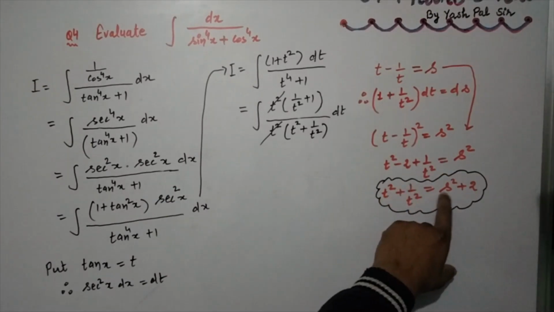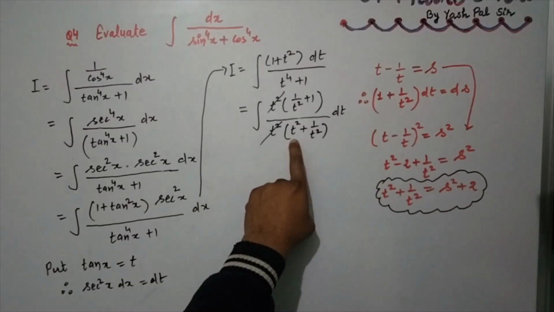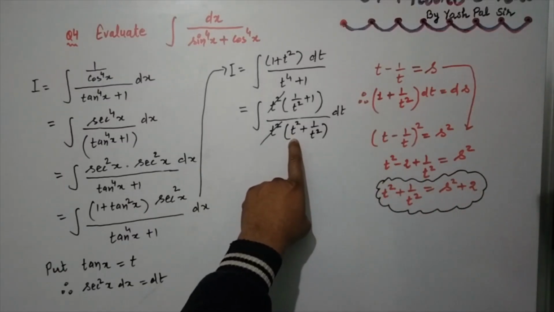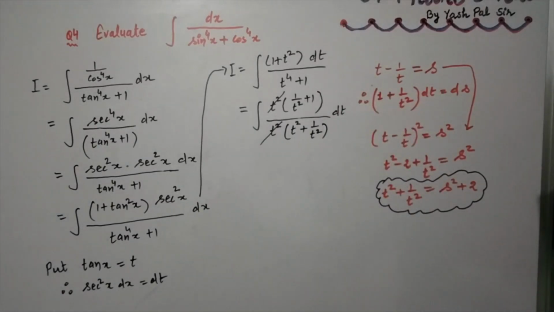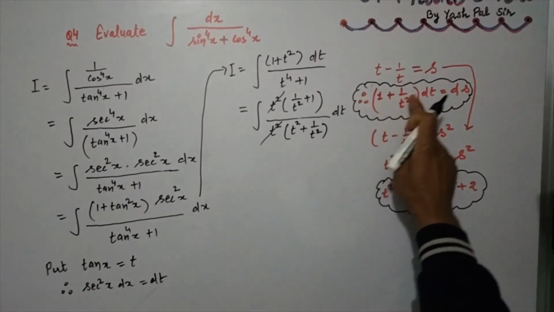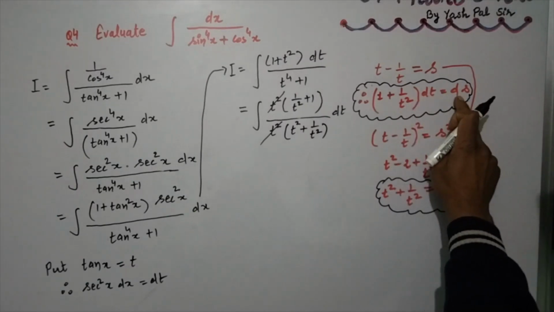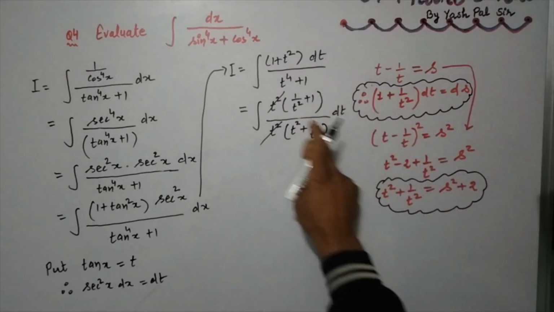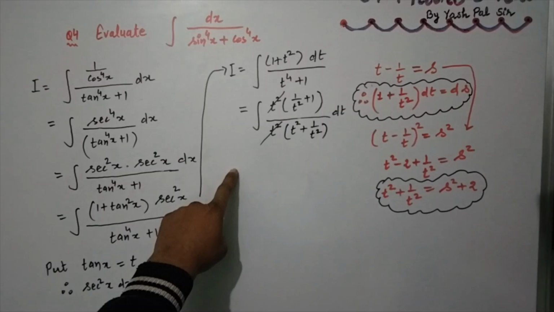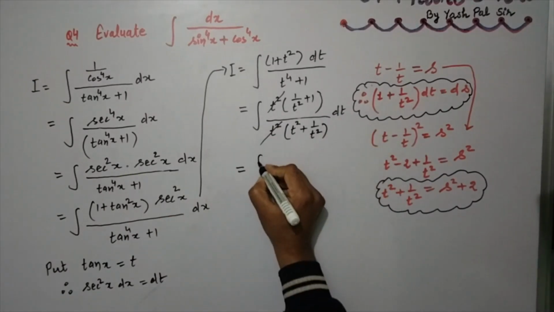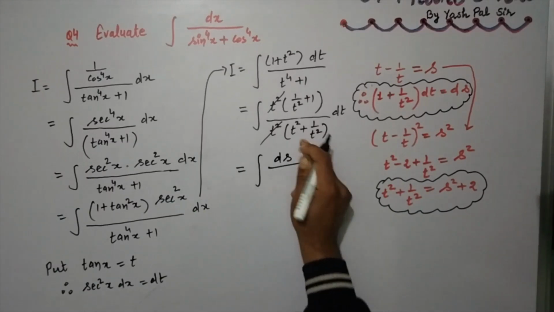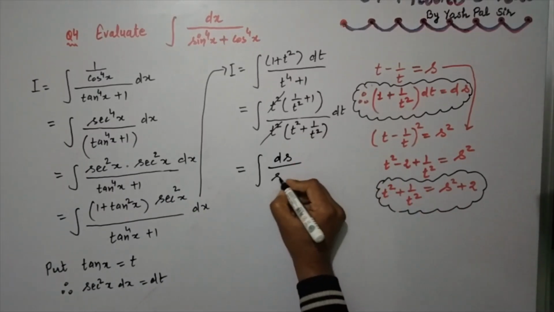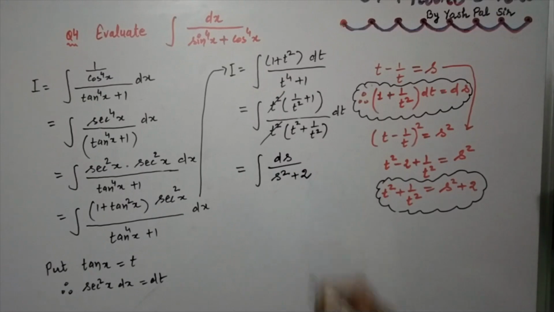So this value, t square plus 1 upon t square is equal to s square plus 2, we substitute here, as well as this value, 1 plus 1 upon t square into dt equal to ds, we substitute here. So this becomes numerator ds, denominator s square plus 2.